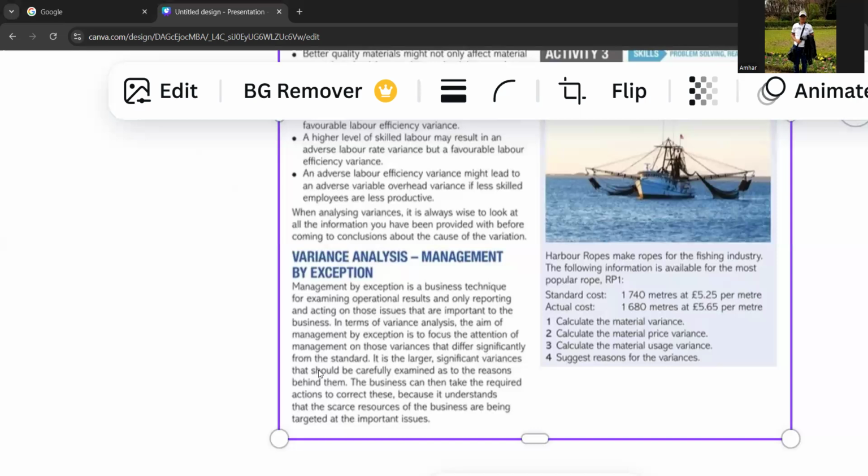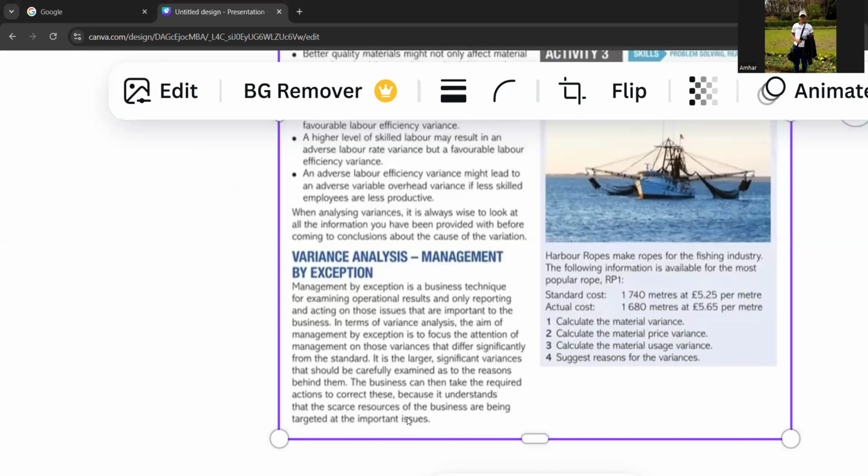It is the larger significant variances that should be carefully examined as to the reasons behind them. So in management by exception, they will carefully examine the reason for the difference, like why it has caused an adverse variance. And then the business can take the required actions to correct this. So after that the business will take corrective actions to correct the differences, because it understands that the scarce resources of the business are being targeted at the important issue.